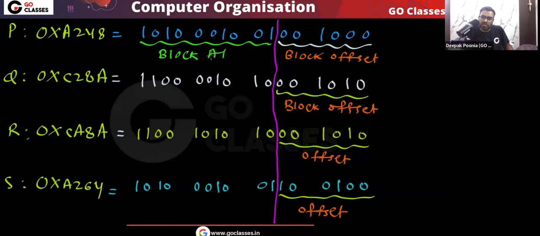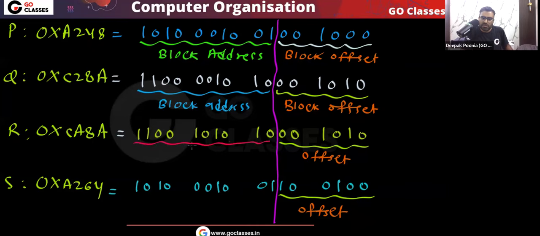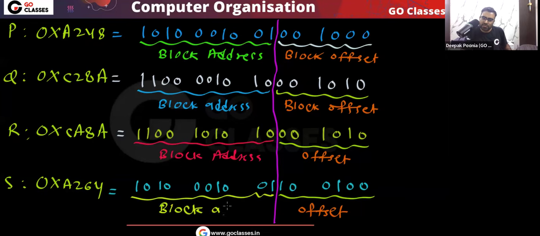Is this clear? The block address or block number is the block to which Q belongs. This is the block address. Similarly here, this is the block address. And here also you can see this is the block address. I hope you understood this.